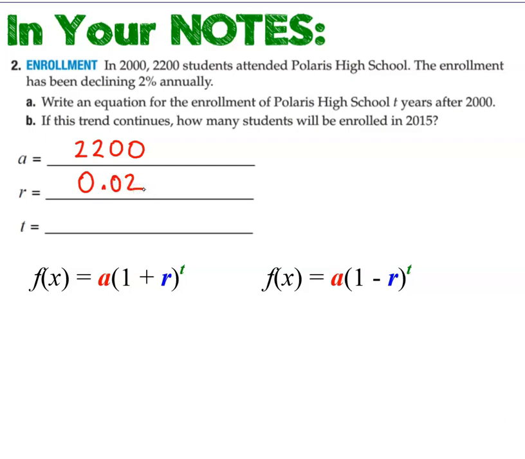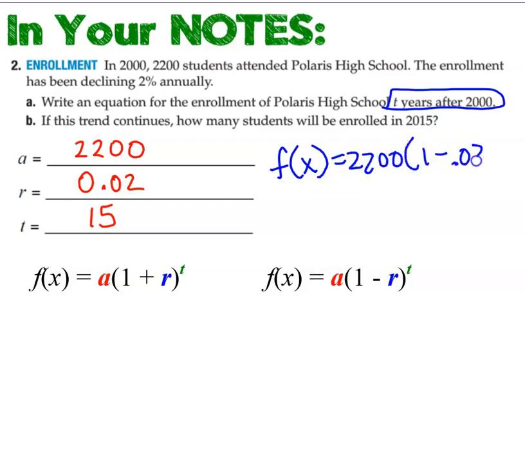0.02 is our rate. And from 2000 to 2015 would be 15 years. The initial question says to include the value t. So our function would be 2,200 times (1 minus 0.02) raised to the t power. That's the first question. The second question says, now you can evaluate your formula.